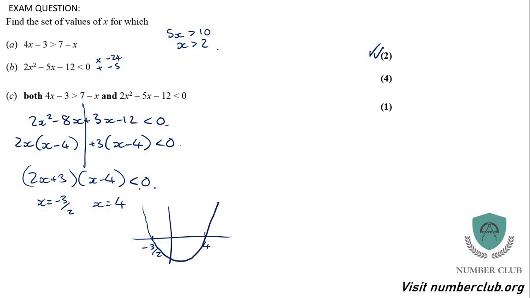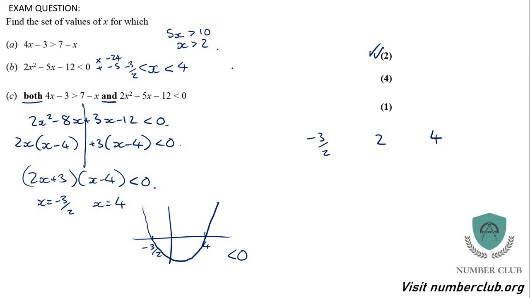Okay, where is it that that's less than 0? Well, the less than 0 section is there. It will be when x is between negative 3 over 2 and 4, but not equal to either of them. Now, question C says both this, double check, is it the same? Yes. And this, both work. So our critical values were negative 3 over 2, 2, and 4.